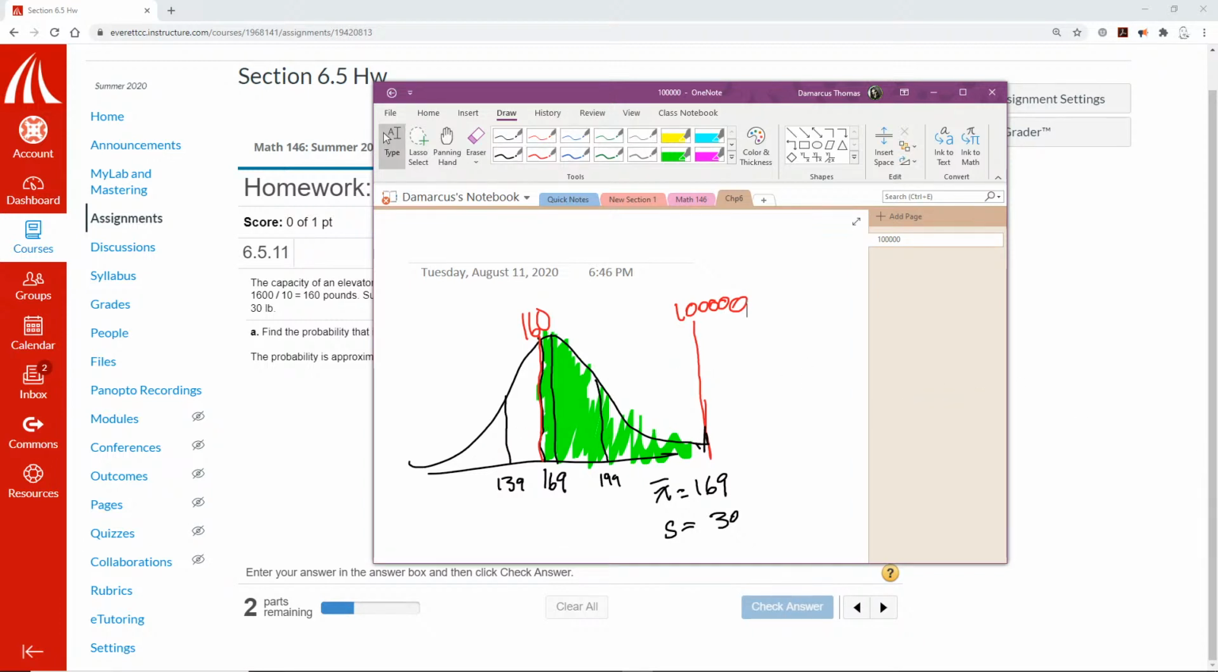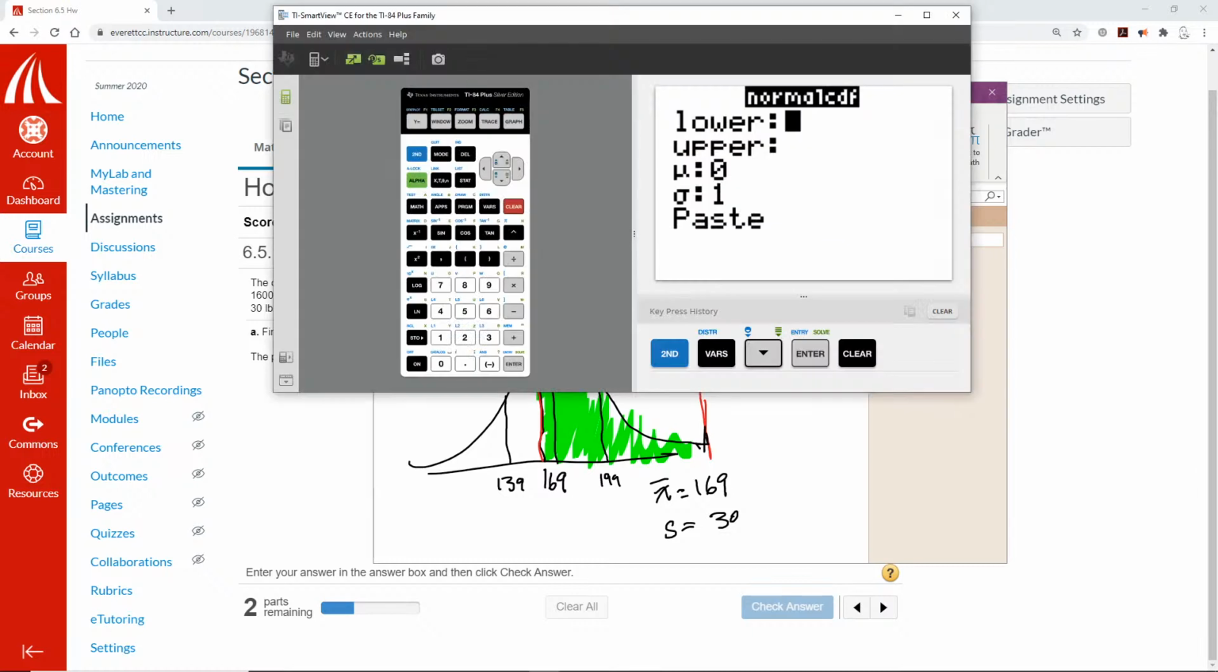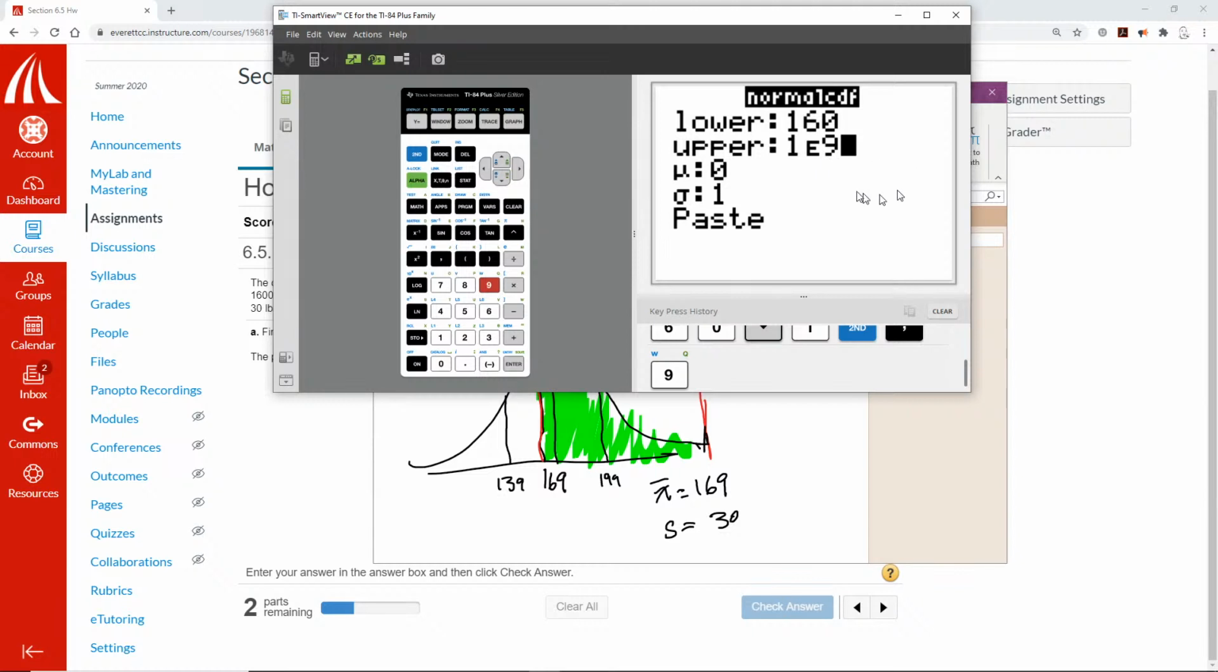So getting back on my calculator, where'd that go? My lower bound is 160. My upper bound, I'm going to put in 1 billion. That's 1 e to the 9. That's kind of overkill. Actually, 1,000 would have done it. 10,000, yeah, it definitely would have done it. It's all going to be the same. Now, the mean is 169. And I also have to put in the standard deviation.